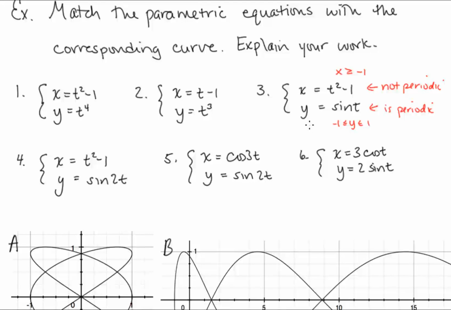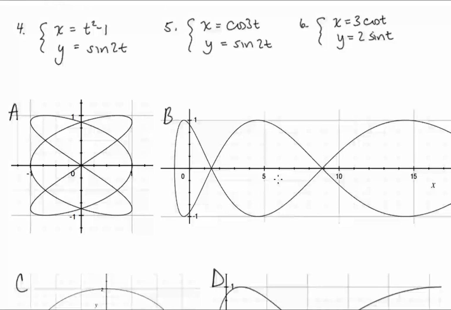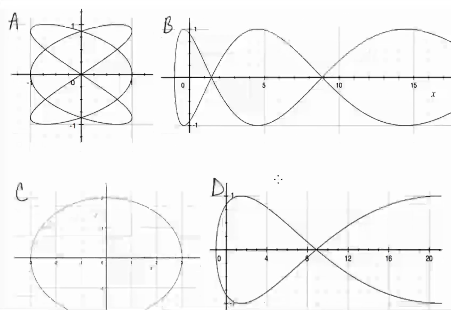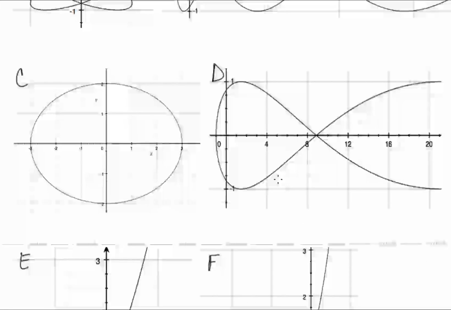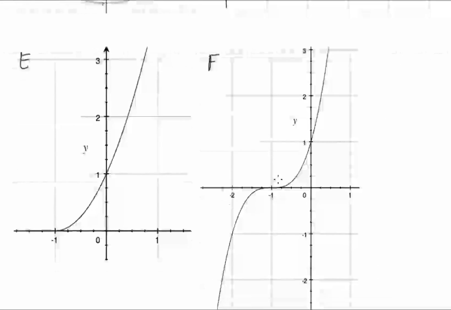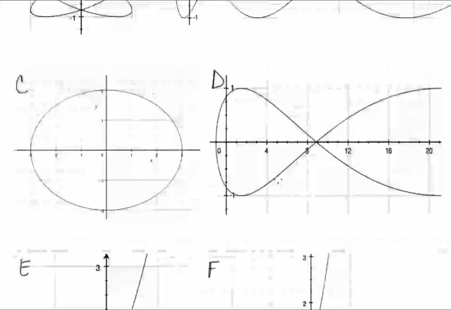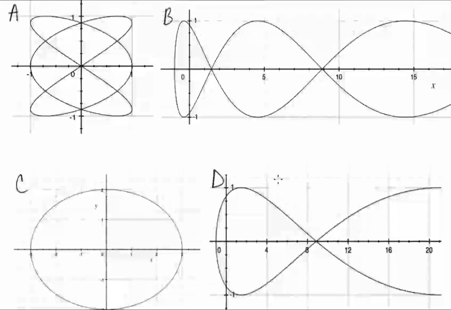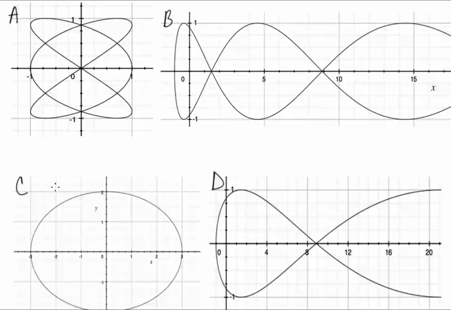Now let's take a look at the graphs and see which might represent these parametric equations. We have x greater than or equal to negative 1 and y bounded between negative 1 and 1. So these are all of our graphs. And it looks like it could be B or D because we have x greater than or equal to negative 1 in both cases, and the y values bounded between negative 1 and 1.